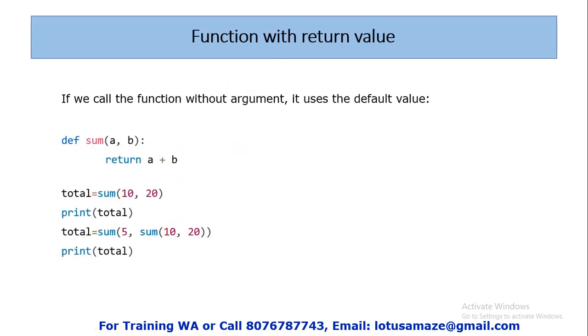Next, coming to function with return value. Function with return value means def sum a comma b, return a plus b. So a plus b is the returned value. For example, if we are using total equals sum 10 comma 20, it's passing 10 to a, 20 to b, and its sum is returned to total, right? So in total it has the sum of both values. Similarly, total equals sum 5 comma sum 10 comma 20. So sum of 10 comma 20 is returned first, then 5 and the sum of 10 comma 20 will be returned to total. This way, return is used to return the calculation, the value, to the calling statement.